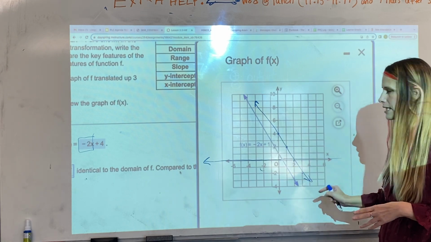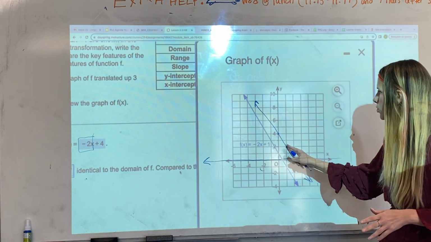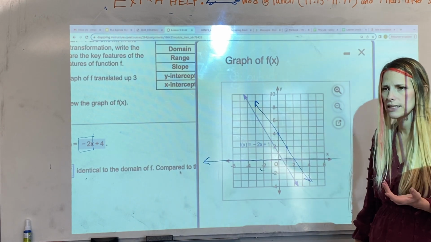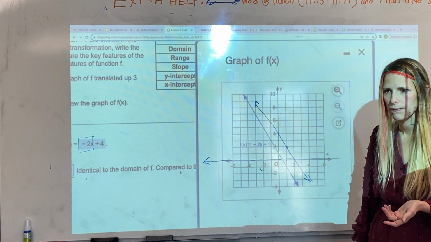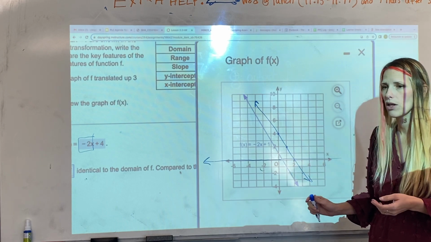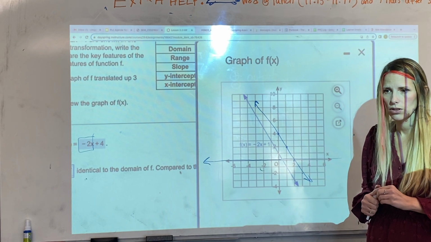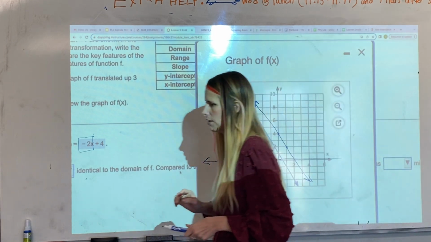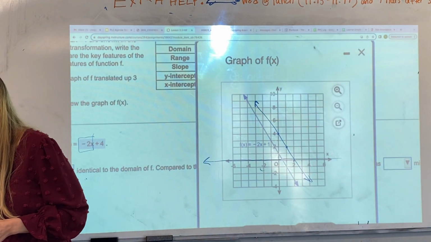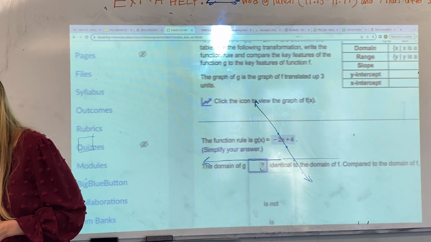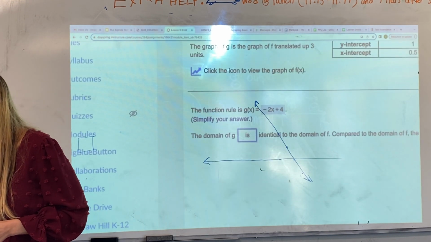Now what I drew is a parallel line to that. That also continues all the way and all the way. So what does that mean about the domains? It's parallel. That the lines are parallel. What does it mean about the domains? Meaning the x values, they have the same values. Same. Very good. So is it identical? It is identical. Yay.